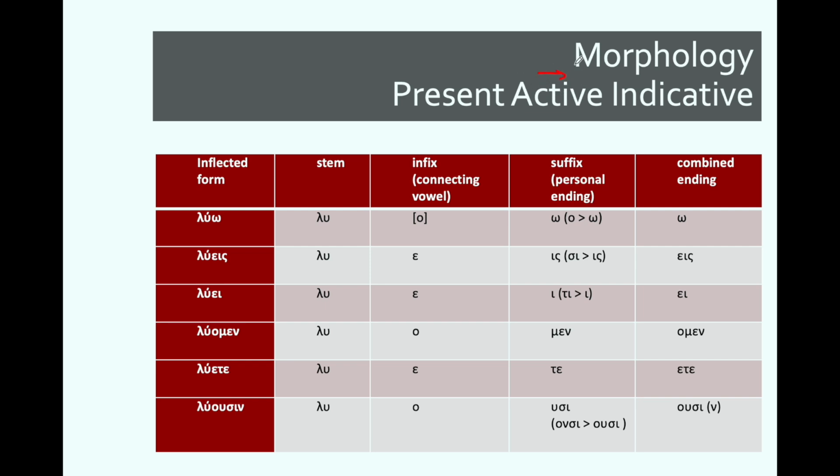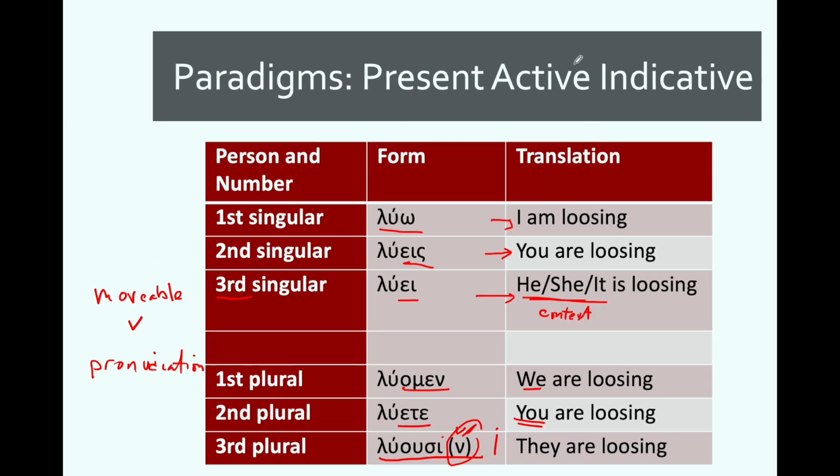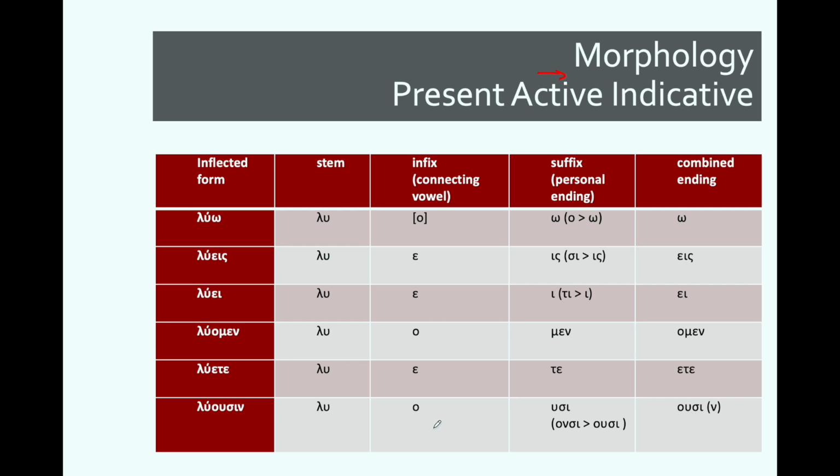So some people learn in different ways. You can basically learn these verbs by just learning the endings. Just luo, lueis, lue, luomen, luete, luousin, luomai, lue, luetai, luometha, luesthe, luontai. But it may also be helpful to see how the verb works. The verb works by the idea of a stem, plus a connecting vowel, plus a personal ending. Okay? So that's how things work in Greek. So stem plus connecting vowel, at least for the present indicative active.